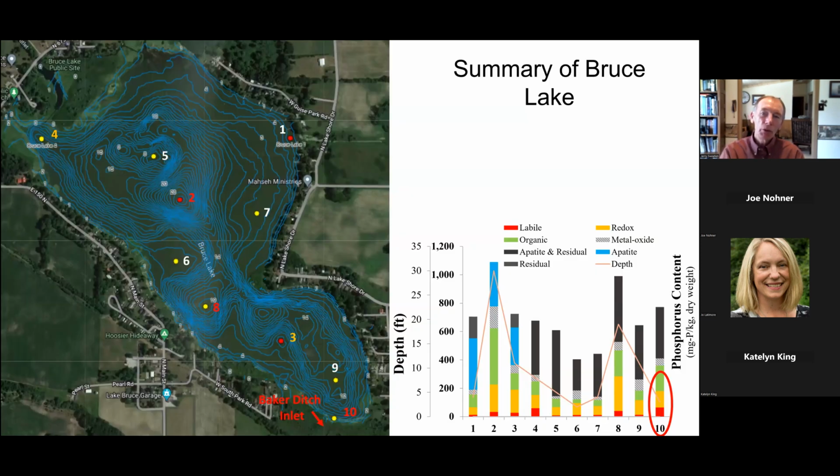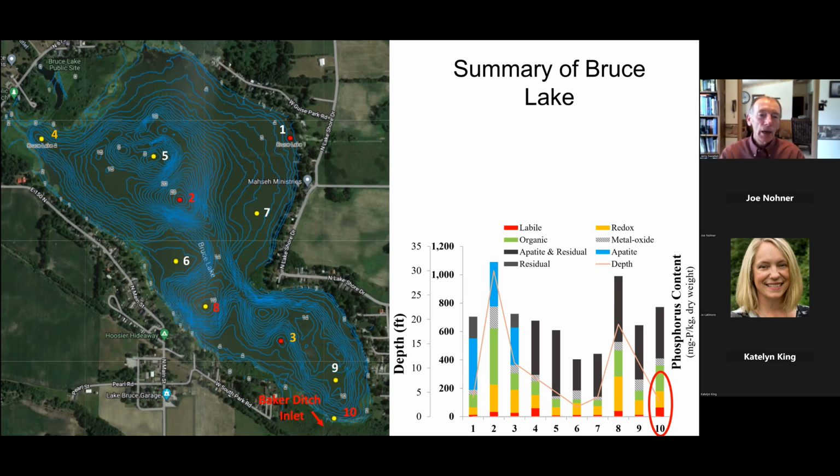So what I'm going to share with you is some data from a surrogate lake, and this is Bruce Lake that I showed you the blue-green algae from, just to show you the fractionation from these analyses that we've been using for the sediment samples. And if you look at the lake map, you can see the sites. I think 2 is not on here, but we had 10 sample sites in Bruce Lake.